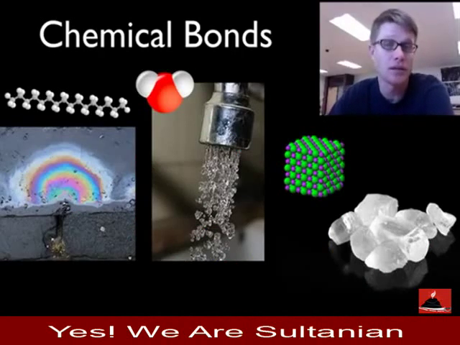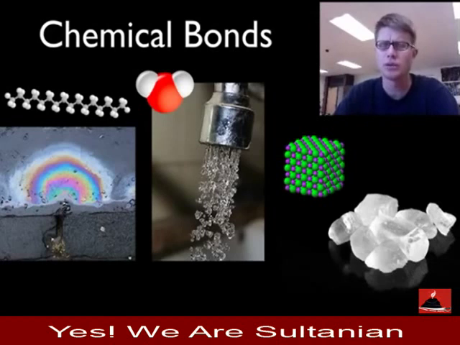Today I'm going to talk about chemical bonds. Chemical bonds are attractions between either atoms or molecules. Now a little bit later we'll talk about intermolecular bonds, so those are things that are attaching molecules together, but right now we're just talking about straight up chemical bonds, in other words attractions between atoms.